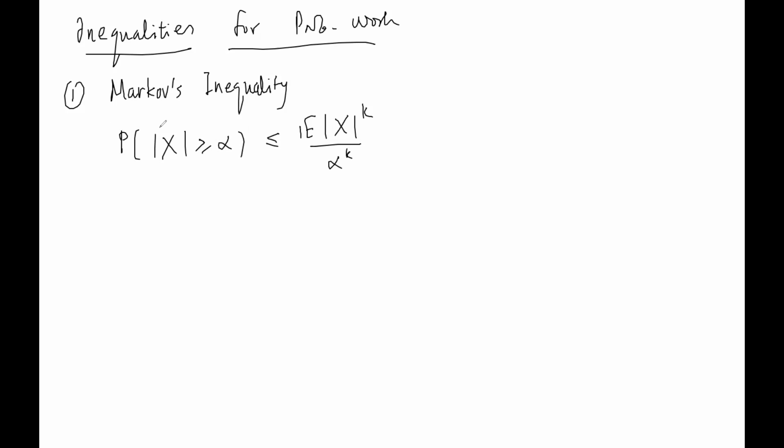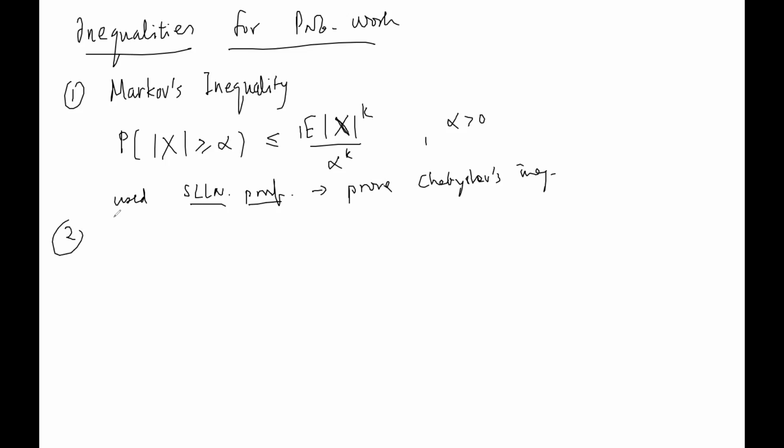Okay, so the probability that the absolute value of x exceeds some positive constant alpha is bounded by the kth moment of its absolute value over alpha to the power of k, right? This form is very useful because you can choose your k. And in fact, Markov's inequality was used in the proof of the strong law of large numbers, okay. And it can also prove your Chebyshev's inequality. Okay, so this inequality is really useful. The second one is the Chebyshev.